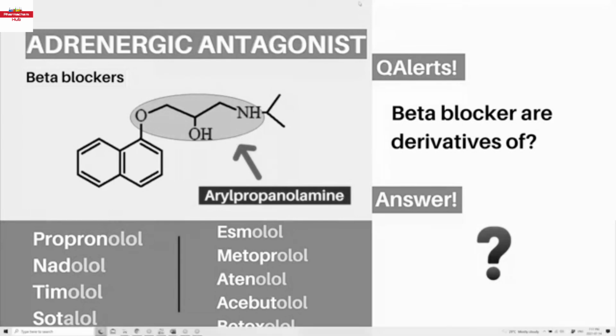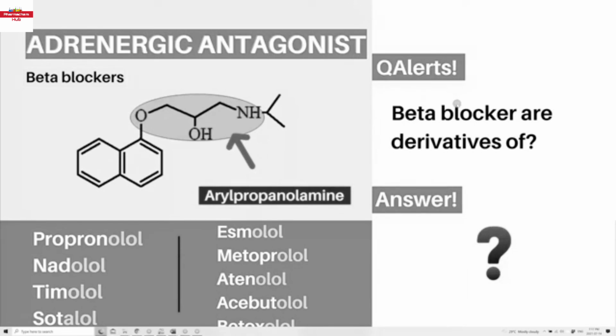What makes them something important for the structure analog is that most beta blockers have a specific group in it that is called aryl propanolamine. So this aryl propanolamine is part of the structure of the beta blockers.